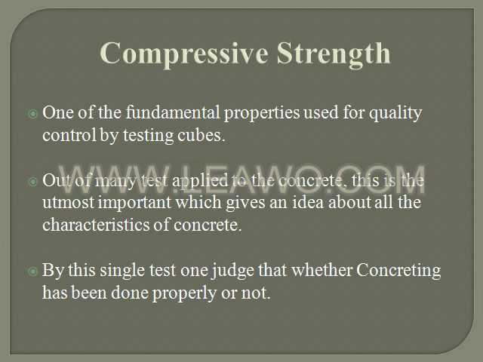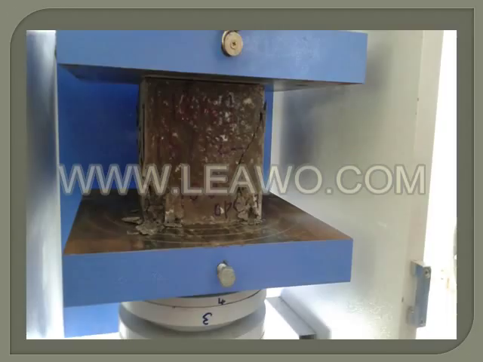Compressive strength. One of the fundamental properties used for quality control by testing cubes is compressive strength. Out of the many tests applied to concrete, this is the utmost important, which gives an idea about all the characteristics of concrete. By this single test, one judges whether concreting has been done properly or not. This is how the compressive strength tests have been carried out for cubes.